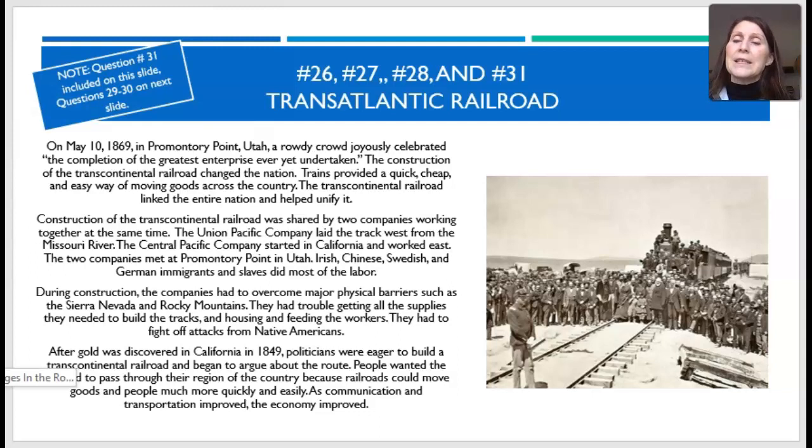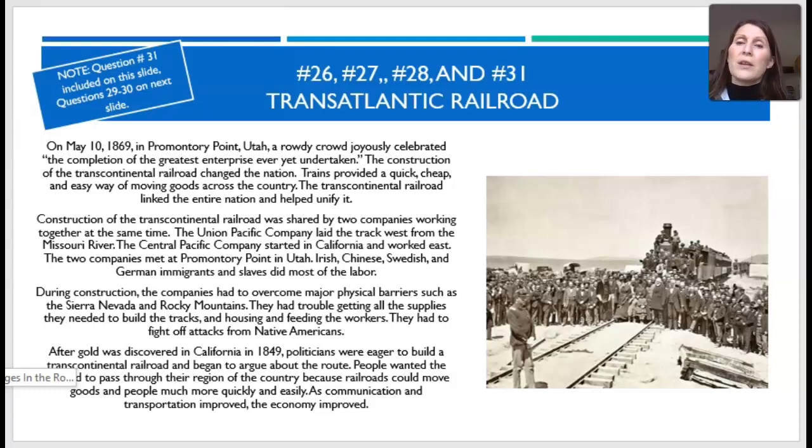On May 10th, 1869, in Promontory Point, Utah, a rowdy crowd joyously celebrated the completion of the greatest enterprise ever yet undertaken. The construction of the Transcontinental Railroad changed the nation. Trains provided a quick, cheap, and easy way of moving goods across the country. The Transcontinental Railroad linked the entire nation and helped unify it.